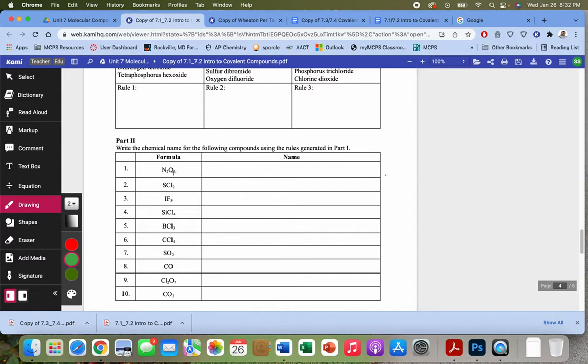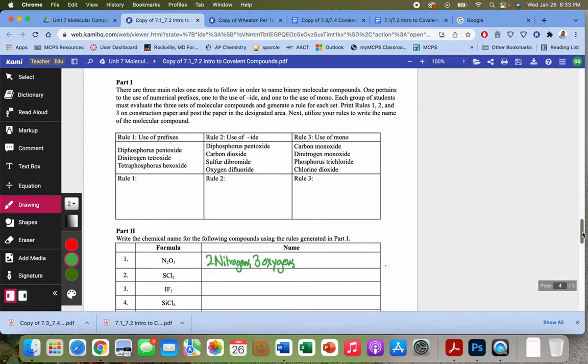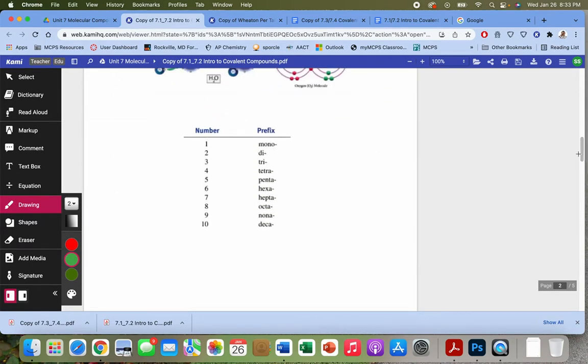And this compound here is N2O3. Well, we know that the 2 means that you have 2 nitrogens, right? And we have 3 oxygens. And that looks pretty clear, right? 2 nitrogens, 3 oxygens. Well, instead of writing it this way, what we're going to do is we're going to use these Greek prefixes. We have a list of them right here, these Greek prefixes: mono, di, tri, tetra, etc. And so in this case, 2 is di and 3 is tri.